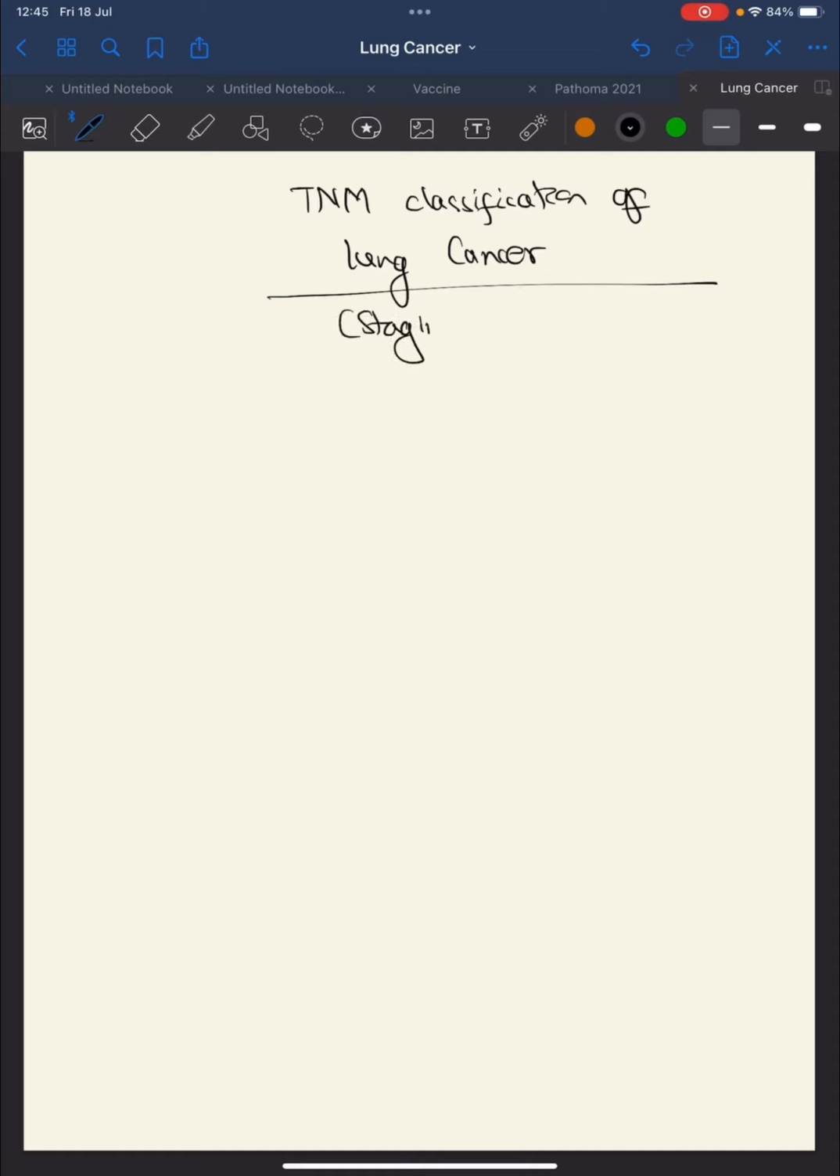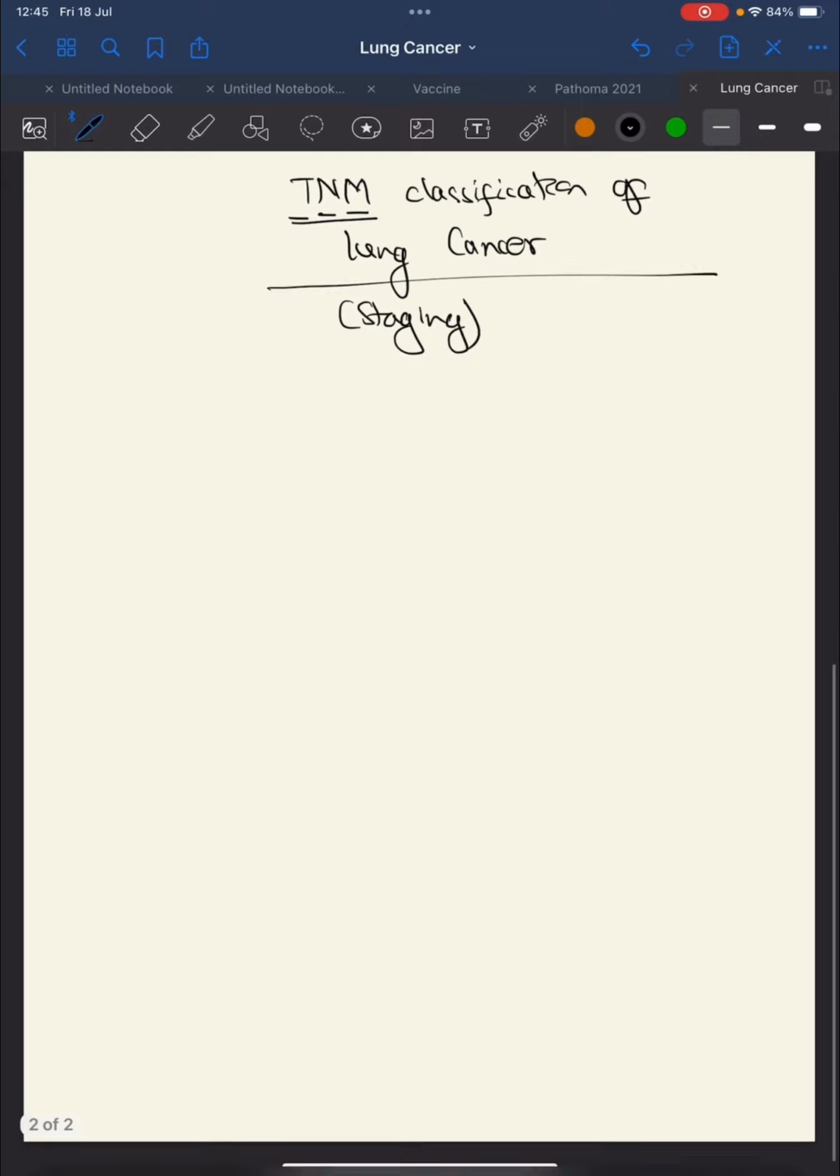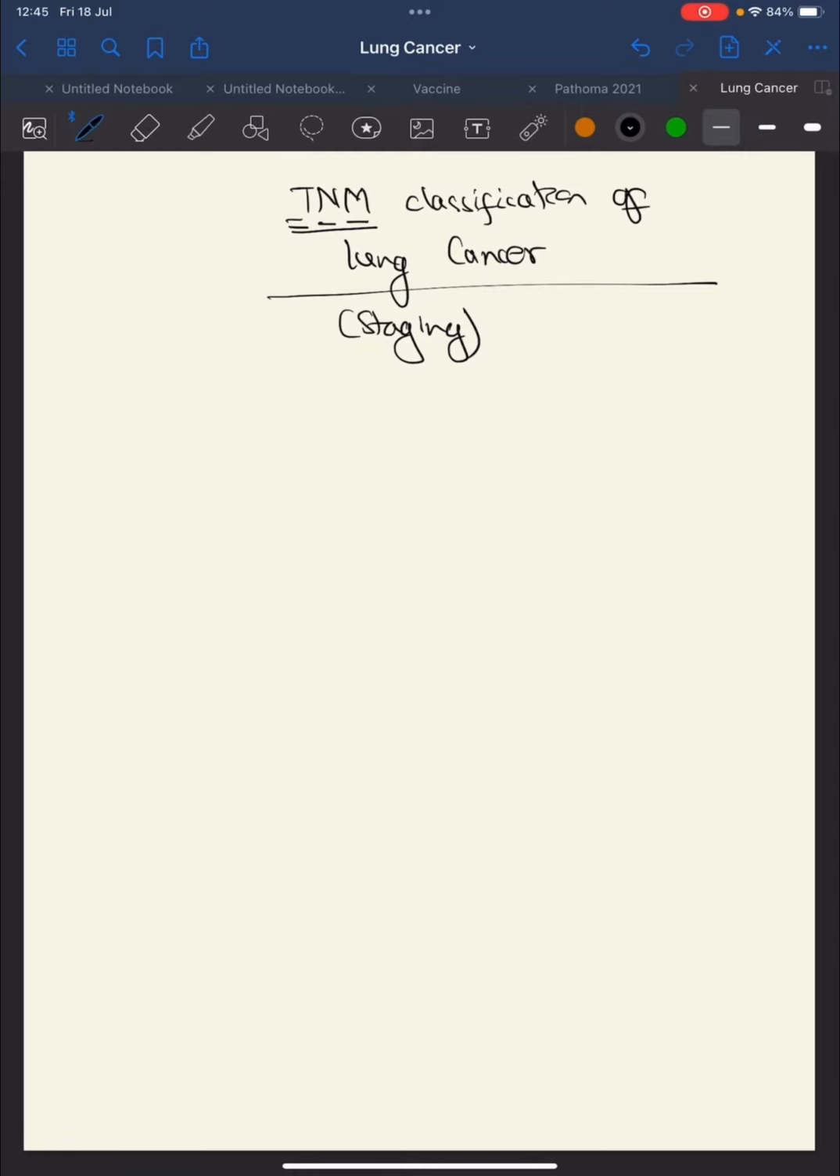Okay, hello guys. Today let's discuss the TNM classification of lung cancer, followed by the staging on the basis of this. But today we'll only focus on the TNM classification, and within it only on the tumor size, T, as the N denotes the nodal involvement and the M involves the metastasis. Many questions are asked in NEET, AIIMS, and other exams after the PG about the tumor size. So let's focus upon the T.